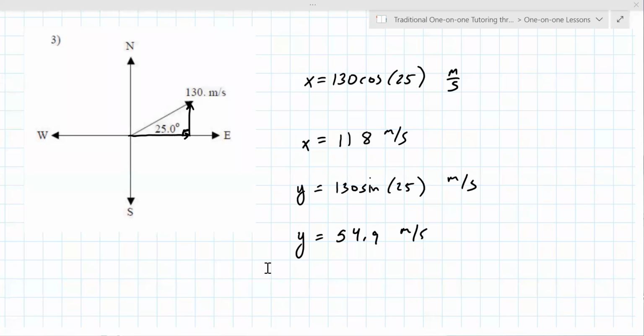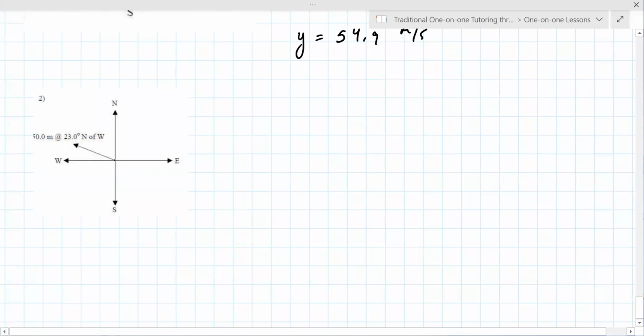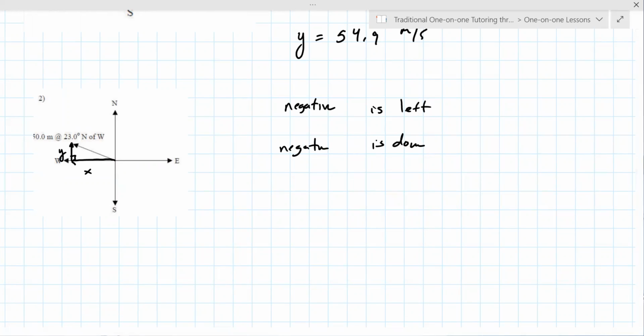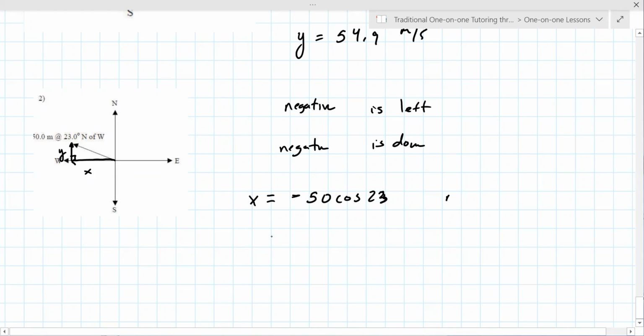So the only difference here is that you're going left. So you as a student, as a person that understands direction, have to now assign that negative is left and negative is down. That is normal convention. You could certainly change it, but that wouldn't be recommended. Is that 50? Yes, it is 50. It's still the same thing though. X is 50 cosine 23, but because you're going left, I'm going to put a negative in front. That's it. There's nothing more to that. It's pretty simple.